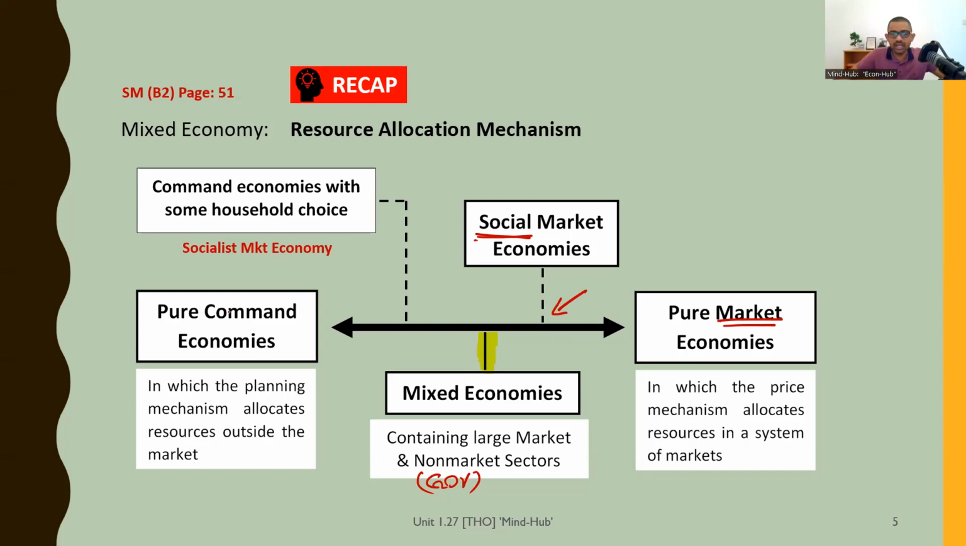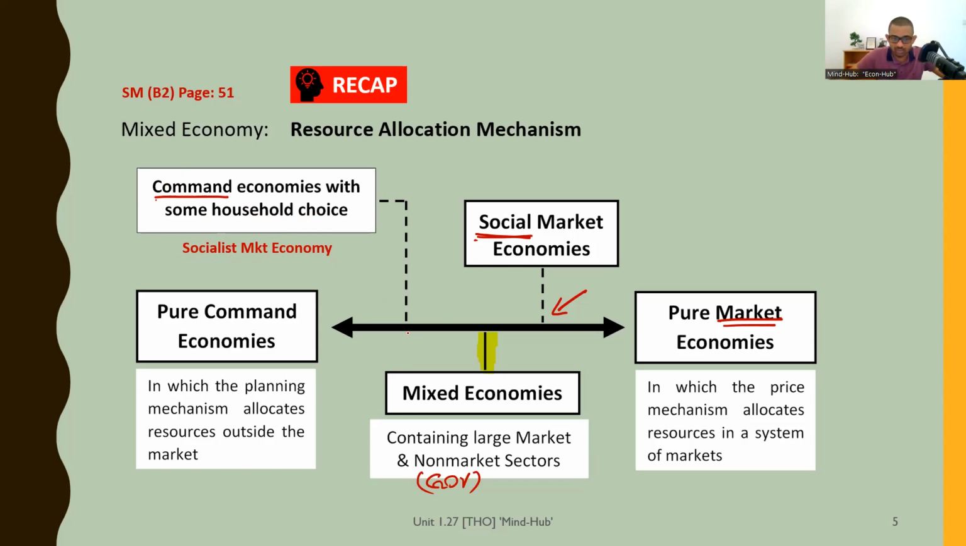Then where do we have socialist market economy? This socialist market economy part is not there in your printed version. Maybe you can write it below that box on page 51. You can quickly make a note, socialist market economy. What does it say? Command economies with some household choice. Some household choice meaning price mechanism is there, but not in a big way, in a very small way.